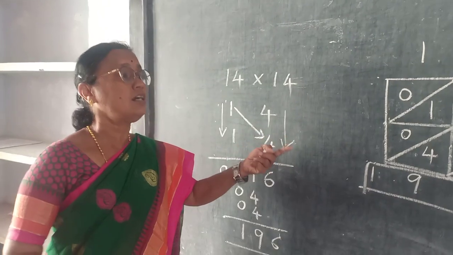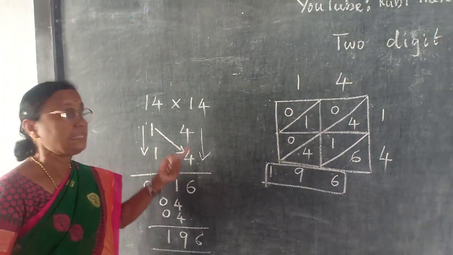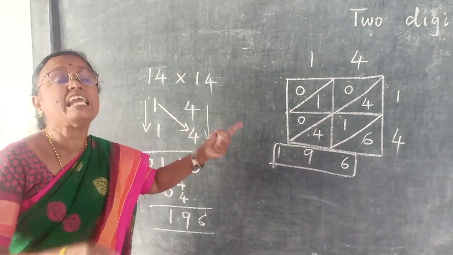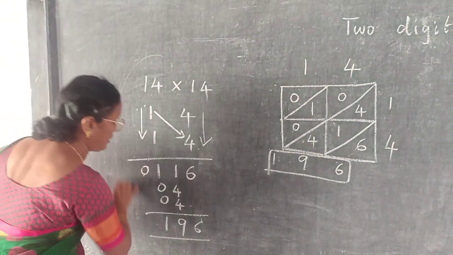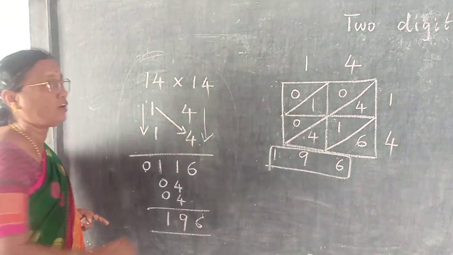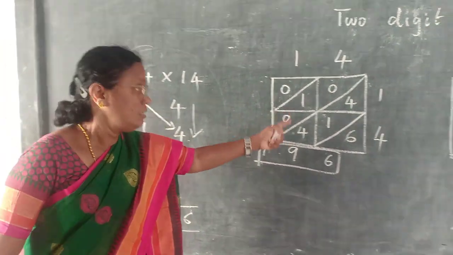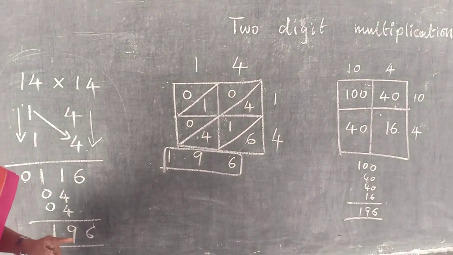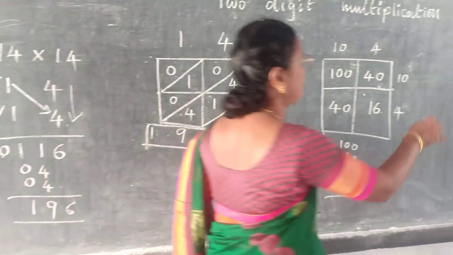Is this method only suitable for squaring? No. These three methods, you can use for any two-digit number. This method especially you can use for any two-digit number. But these two you can use for other digits also, three-digit, four-digit like that. Understand? So here, let us check.